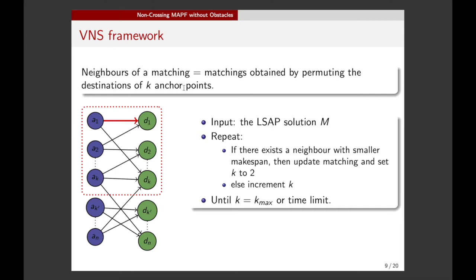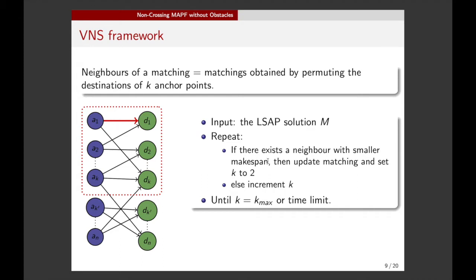As we can see in this diagram, we first search for the longest edge. In this example, it's the red edge from A1 to D1. Then we enumerate all the subsets that contain k-1 anchor points different from A1. And for each subset, we consider every permutation of the destinations without crossing edges until we find a permutation whose longest edge is smaller than A1 to D1.